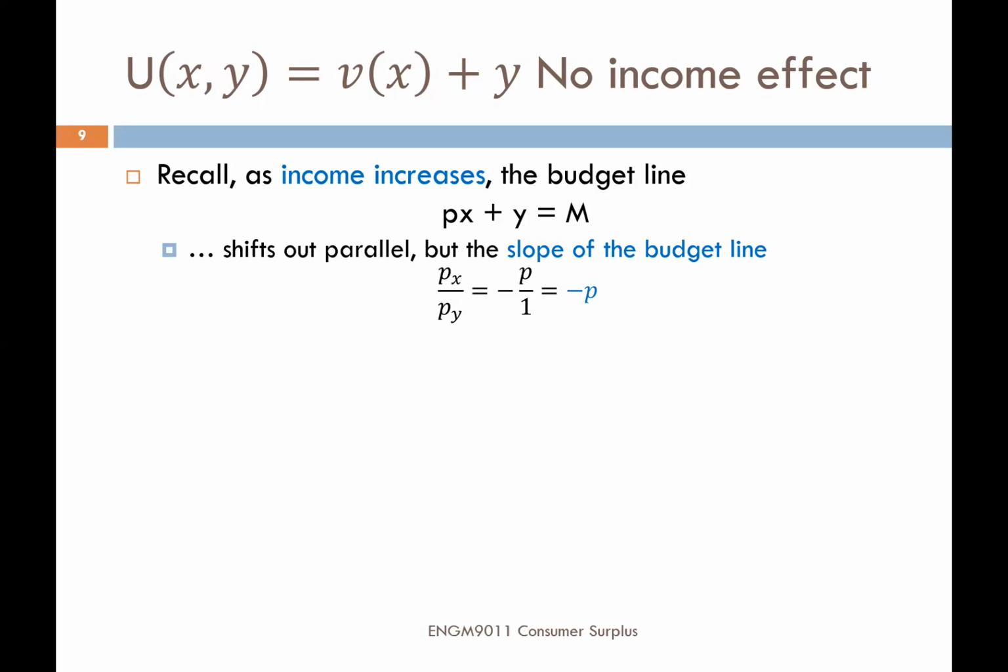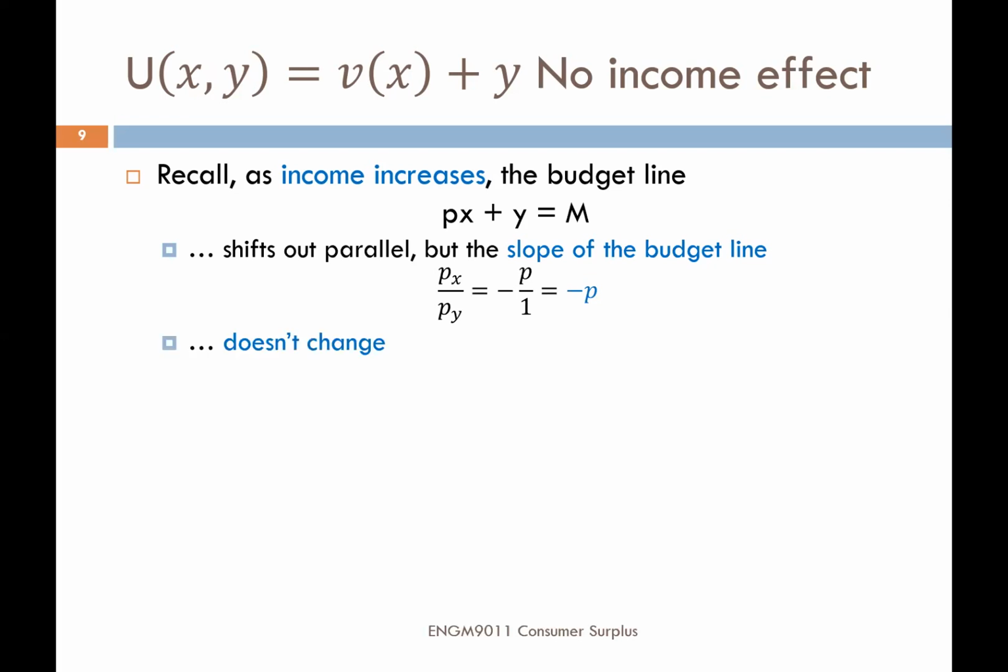Px over py is equal to p. So the slope is minus px over py, which is minus p. So we haven't changed the price when the income goes up. So the slope hasn't changed. That means that we're just shifting out the budget line parallel to the old budget line. We've done this before. So there's no change, just a parallel shift.